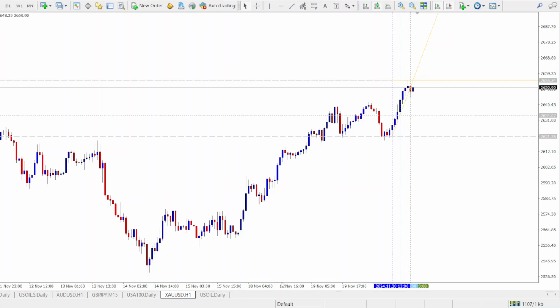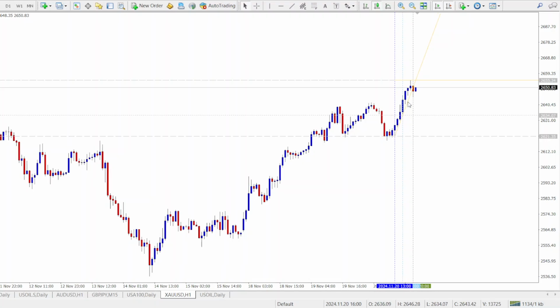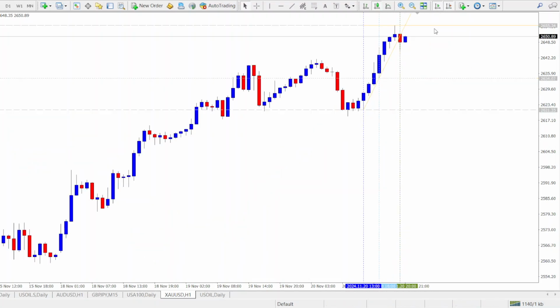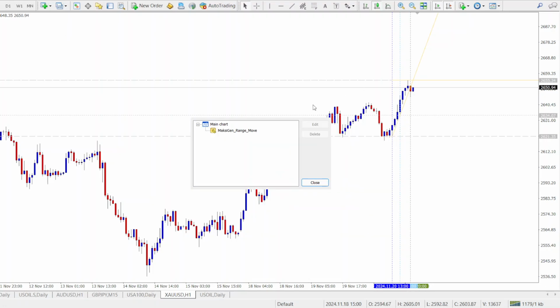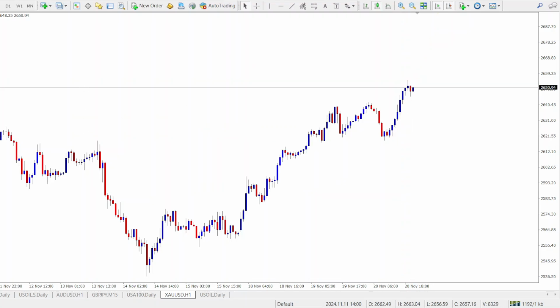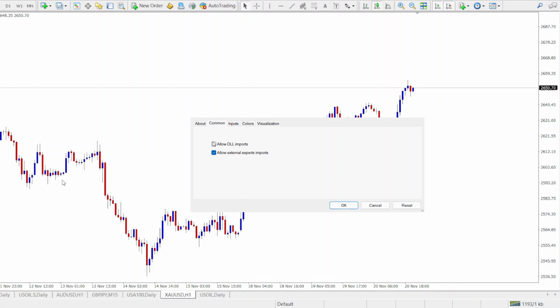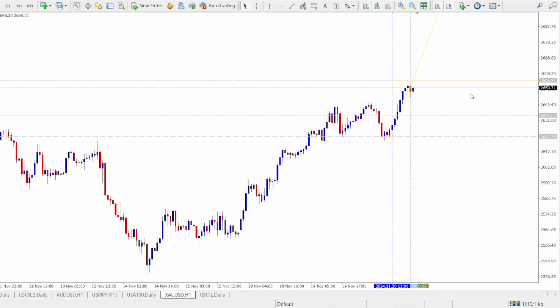In this particular video we are going to be discussing the MaksiGen Range Move Indicator. It's a custom indicator, so you would have to download it from a reputable source and then add it to your indicators folder. I already loaded the indicator to the chart. As you can see here, this is the indicator. Let me just remove it and add it again. As you can see, this is how the indicator looks.